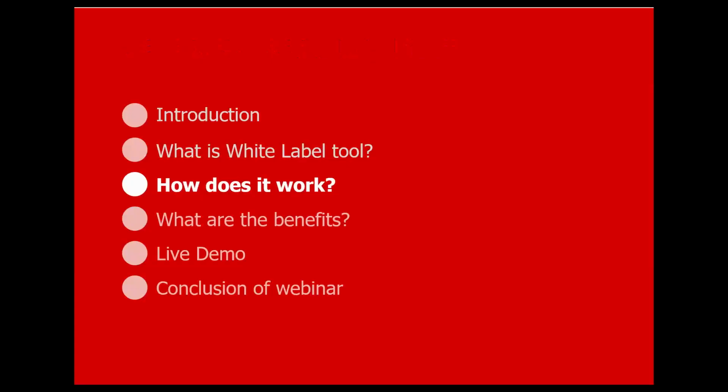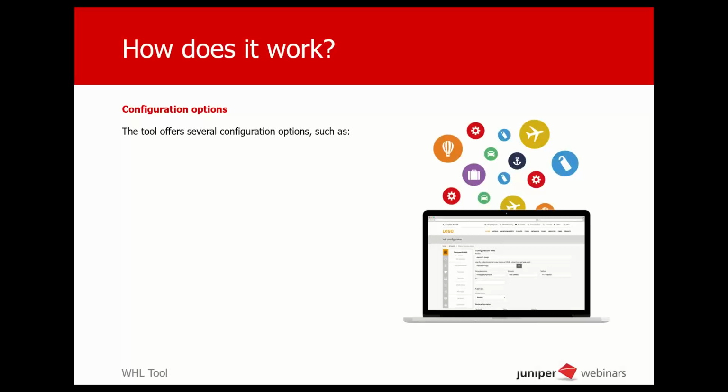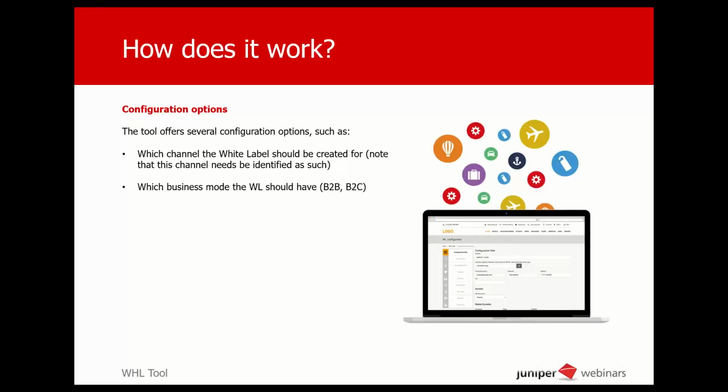So how does it work? In this case, we have 2 sections that require configuration. Configuration of the white label's basic requirements, such as the channel for which the white label should be created, the business mode, whether it's B2B, B2C, or mixed, the access mode in terms of the link we use, if email notifications should be sent from a different email than defined for the channel by default, and last but not least, web configuration for the customization of the white label.